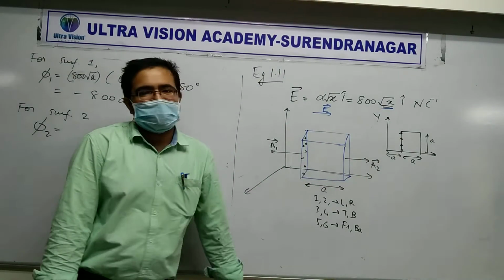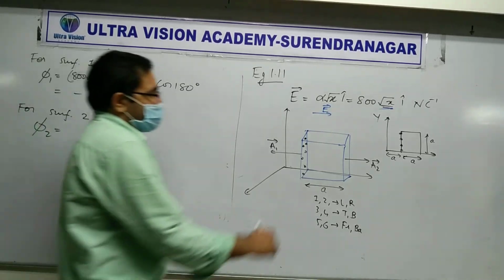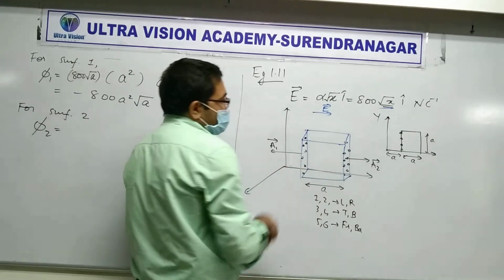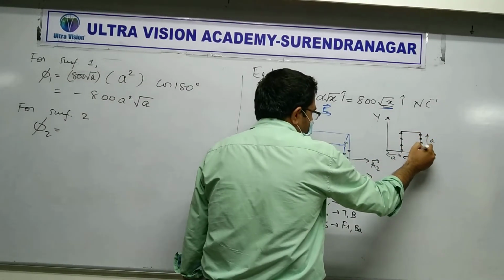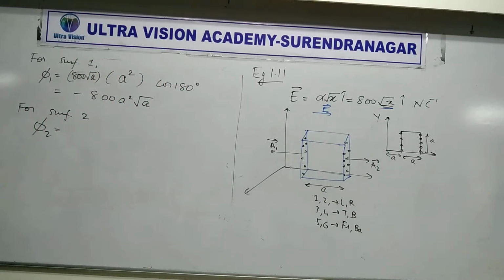Okay, then angle between electric field and area vector? Zero. Sure? Okay, and how much will be the electric field at this point? Will it all be same? Yes or no? Yes. So at all these points, will electric field be same? Yes. How much? 2A. Cut into it.